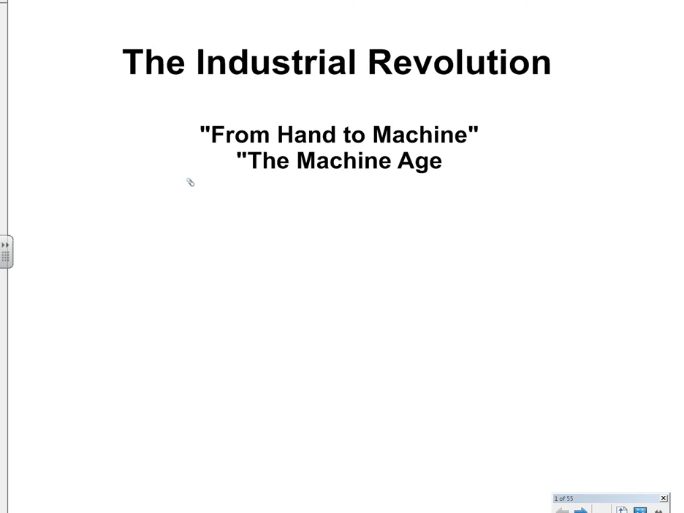This is basically the time when, due to some great inventions, mankind moves from having only human muscle or animal muscle as power to actually machine power. It's also known as the machine age.